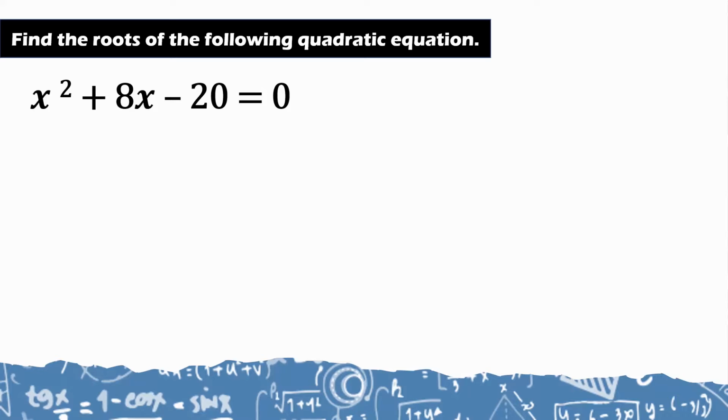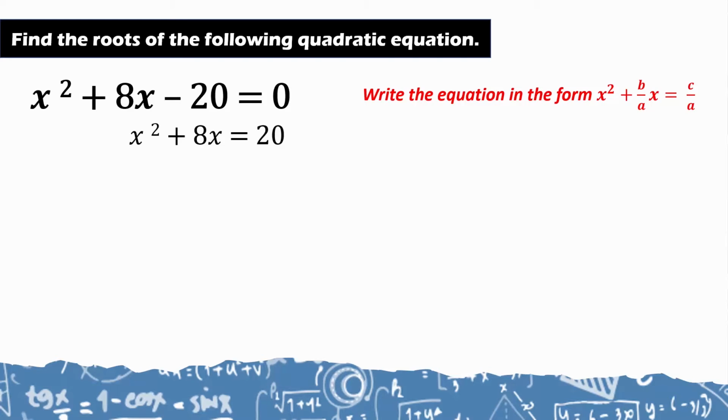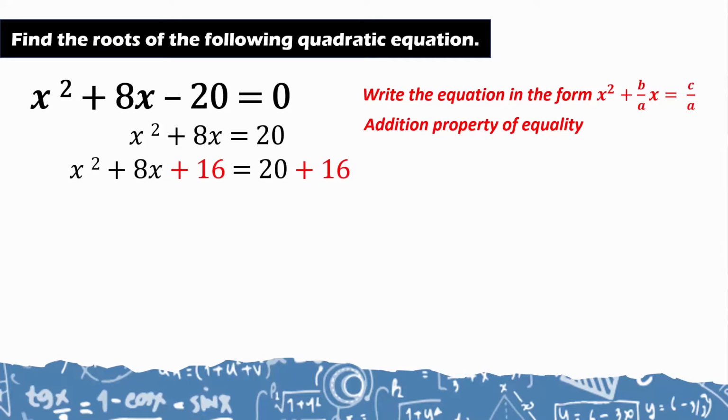Number 1, we have x squared plus 8x minus 20 equals 0. First is to write the equation in the form x squared plus b over a x equals c over a, and that is x squared plus 8x equals 20. So we have to complete the perfect square trinomial. We will be adding 16 to both sides of the equation, and that is obtained by dividing 8 by 2, that is 4, and getting its square.